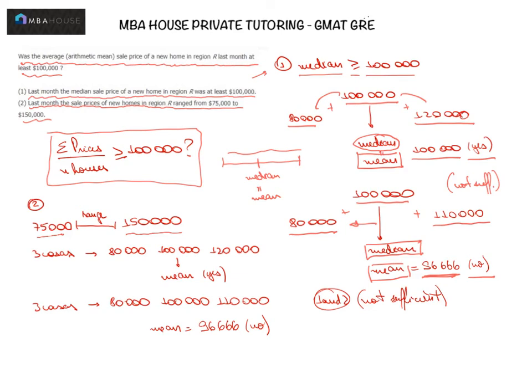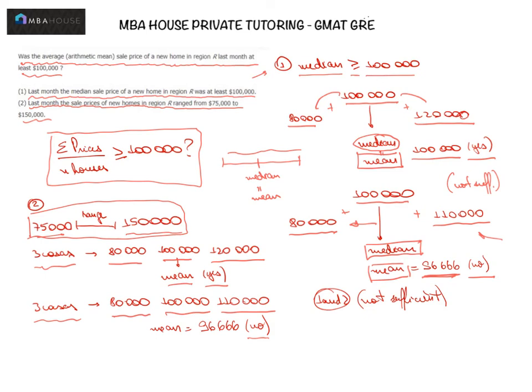It is a kind of technique that we use a lot in MBA House. Okay, again, 3 houses: 80,000, 100,000, and 120,000. I am respecting the range. Do you agree? And we know that the mean is 100,000. I answer yes. Then my 3 houses, 80,000, 100,000, and 110,000. The same as here. And I know it's a no. So not sufficient again. Okay, I stayed within the range and I answered a no.